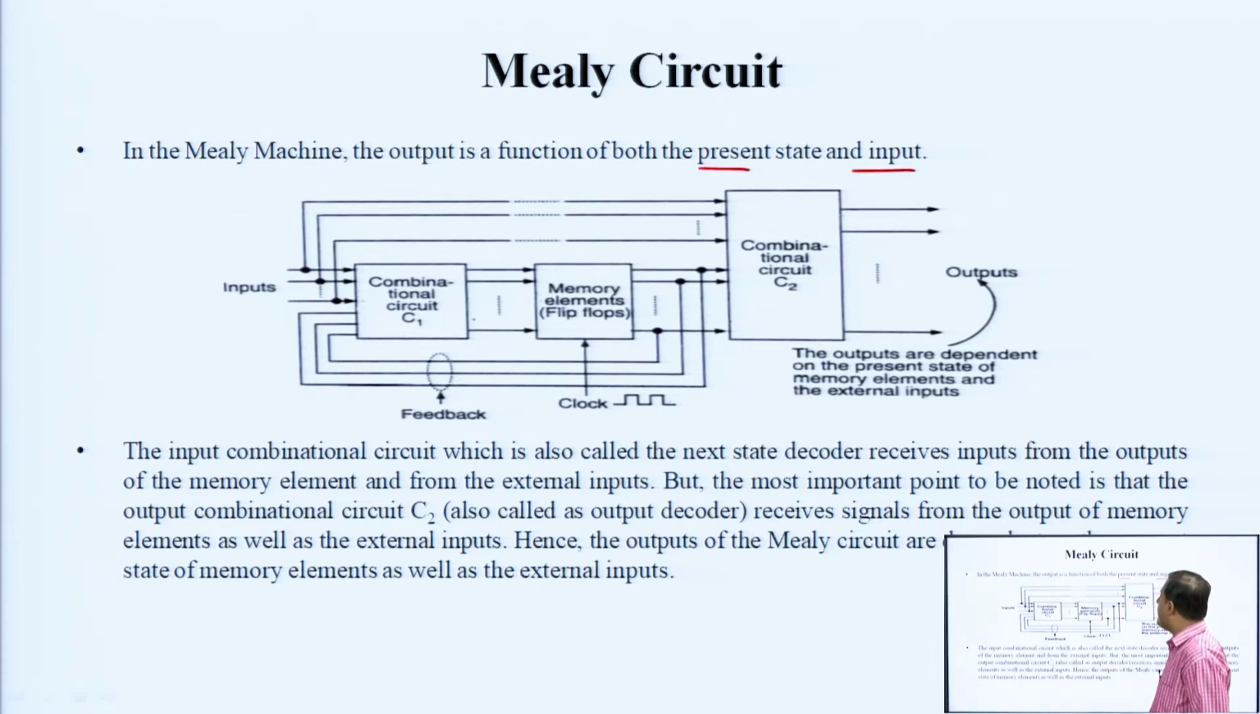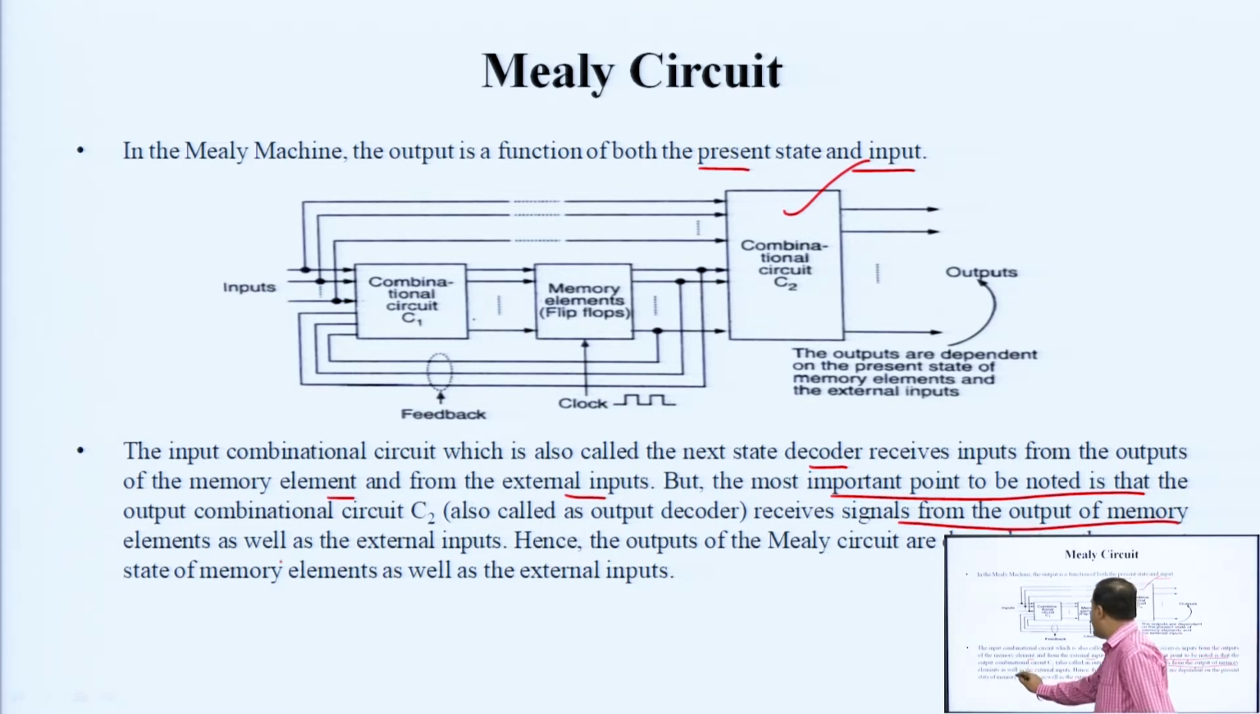You can see from the diagram here the combinational circuit C1, and we have memory flip flops to which we give the clock pulse, and the combinational circuit C2. The output depends on both things, and there is feedback. The input combinational circuit, also called the next state decoder, receives inputs from the outputs of the memory element and from the external inputs. But the most important point to note is that the output combinational circuit C2, also called the output decoder, receives signals from the output of the memory element as well as the external input. So this is the line: it is a function of both the present state as well as the input.